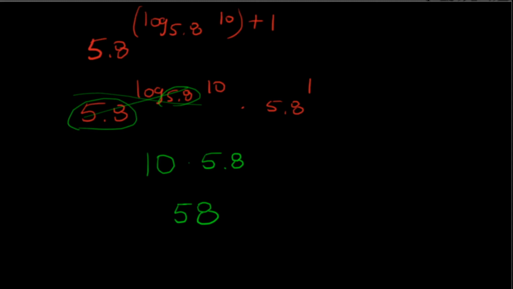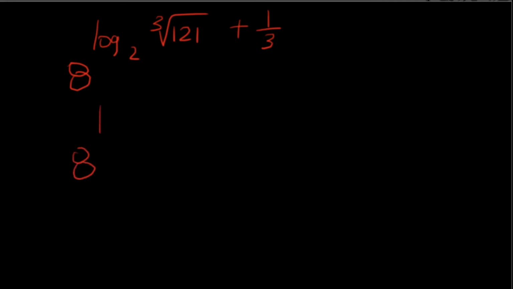Okay. For the next problem, this one is going to be a little more involved. I'm given 8 raised to the log base 2 of the cube root of 121 plus 1/3. So again, the 1/3 here is part of the exponent. So I can break this up into 2, make it easier. Ideally, I would like the 8 to have the same base as the 2 here. So it's easier to alter the 8 than the 2.